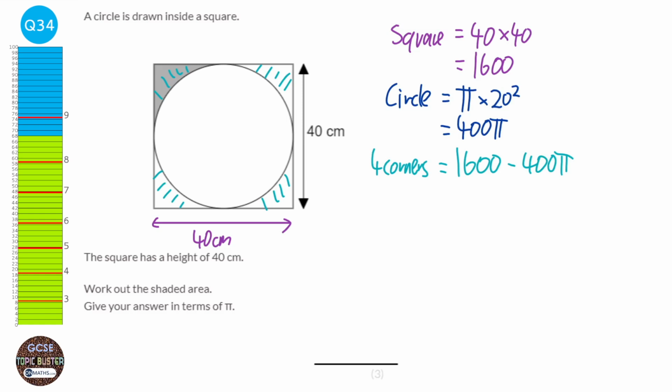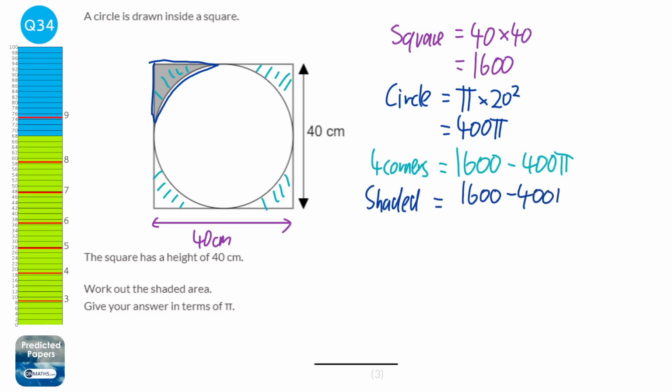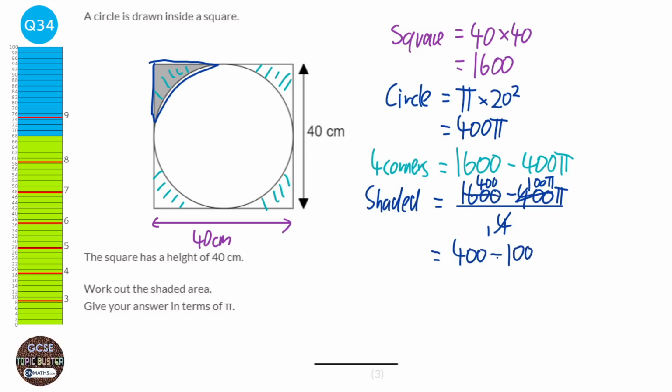And to work out just the shaded bit, which is this bit here, they are 4 equal amounts that we've got for these corners. So just one corner, which is the shaded bit, will be the 4 corners divided by 4. Now we've got a kind of fraction here. We can divide all of the terms by 4. So that will leave 1 at the bottom, 100 pi here, and 1600 divided by 4 is 400. So we're just cancelling the fraction, and we leave it as 400 minus 100 pi, and that indeed is our answer. You can't simplify that any further.